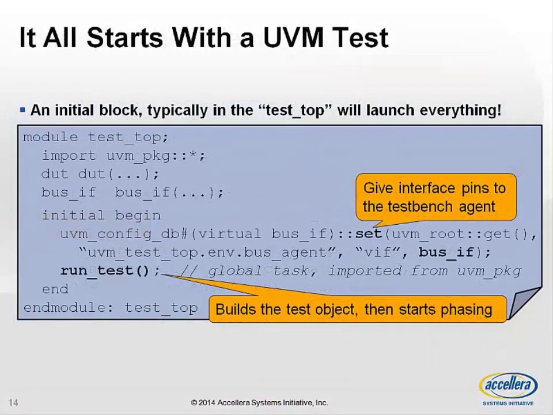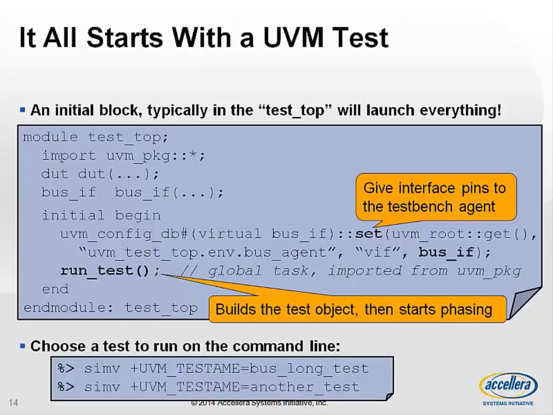What else does the UVM test do? Typically, my verification environment will need handles to the pins that the components are using, so I'll put things in the config database, then I'll call the UVM package's run test method. This global method is called run test. Run test will build the test and then start phasing that test. So that component, that UVM test, its build method is called, as we saw in the base test. It'll build the environment. The environment's build method is called to build the agents, and on down the line.